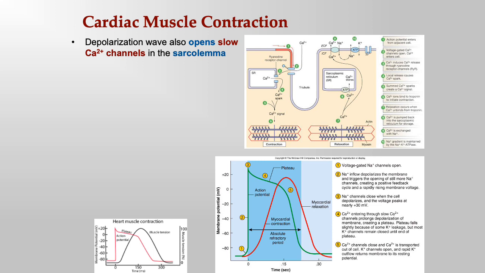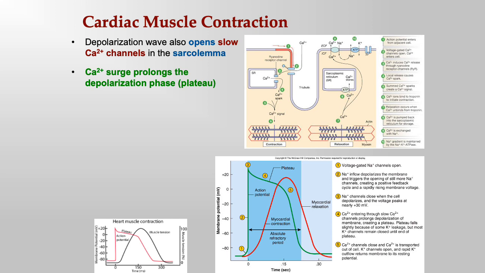So the heart muscle cells have these slow calcium channels. The sodium channels we said were fast sodium channels. They open and shut really quickly, just like in skeletal muscle. There are also slow calcium channels. They open slowly and they take a while to close again. Why does that happen? That prolongs the release of calcium.